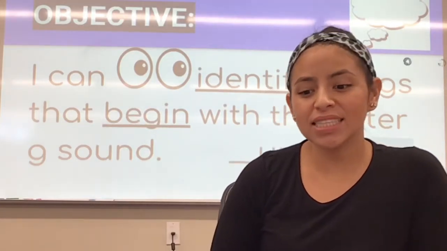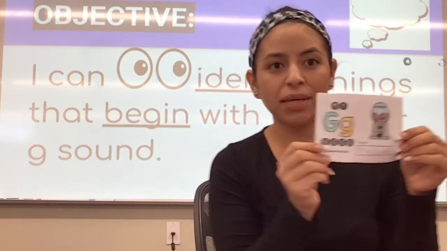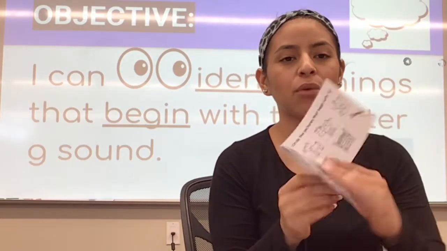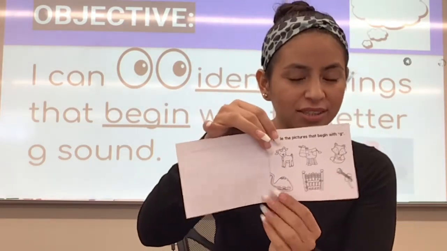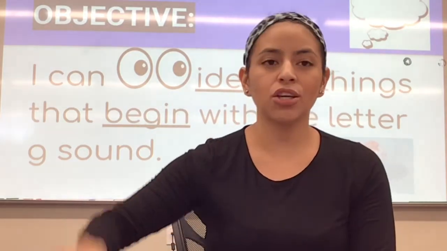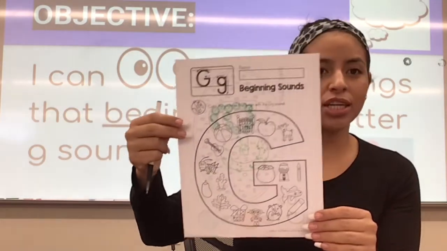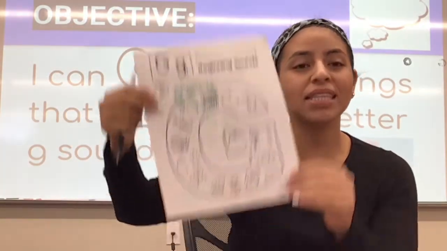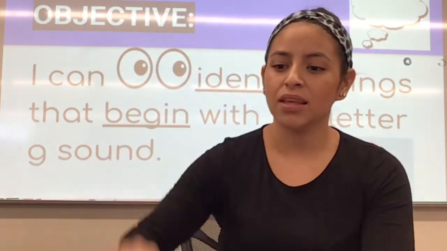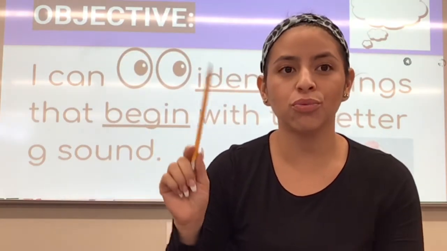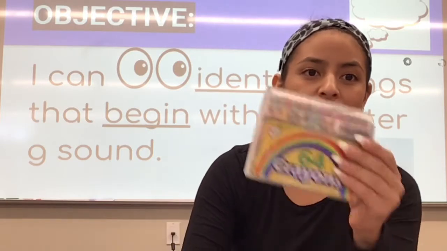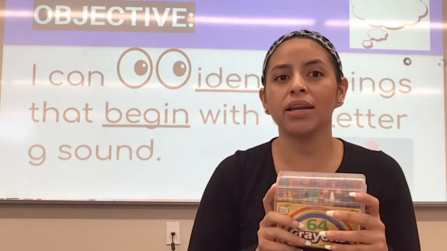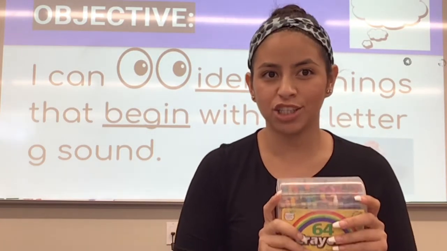To begin today's lesson, you will be needing your mini book. You're going to follow along with me and we're going to go over each of our pictures. You will also be needing your beginning sounds worksheet. This is going to be your part of the assignment. This is going to be what you turn in. You're also going to need a pencil to write your name on your worksheet and crayons to color all of the items that you find that begin with the letter G.